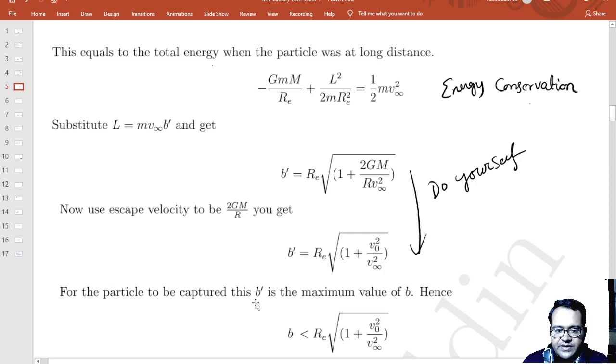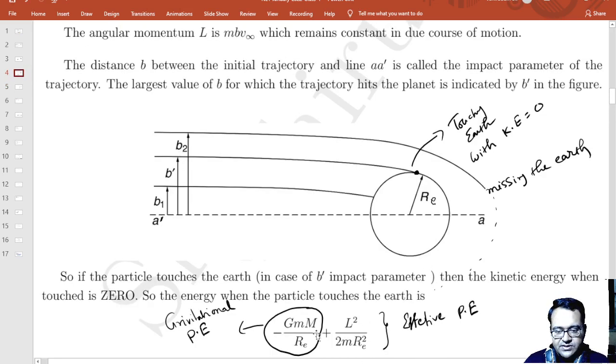And for the particle to be captured, this B dash is the maximum value of B we already discussed. So to hit the earth, your impact parameter must be less than this B dash. So this must be less than R_E square root of 1 plus V square by V infinity square. So this is a typical problem of the central force, a very important practical problem. So do these calculations by yourself. Always remember the total energy expression. There is a centrifugal term, don't forget it.